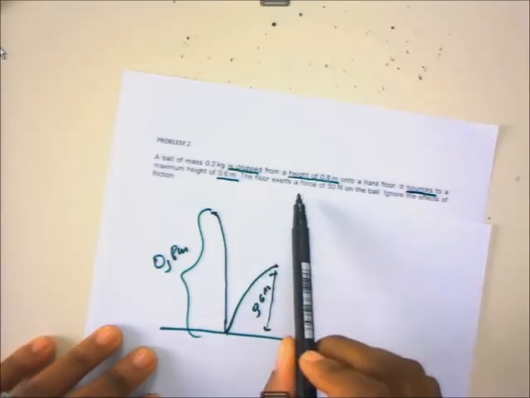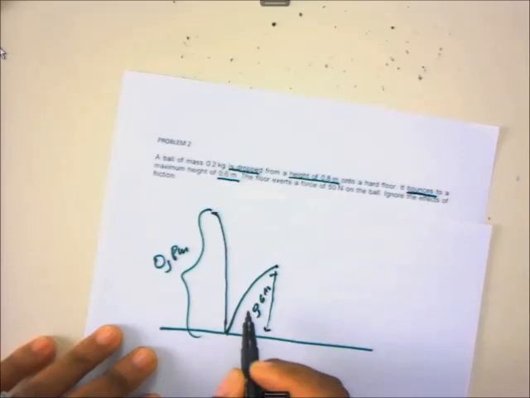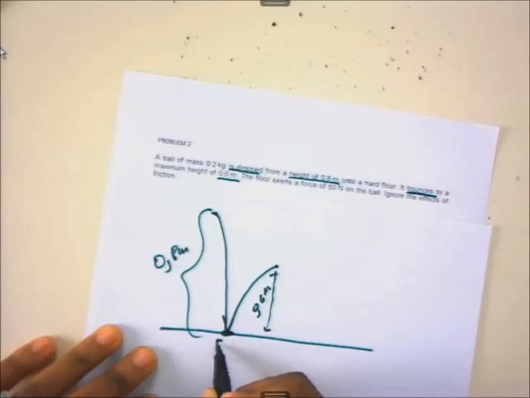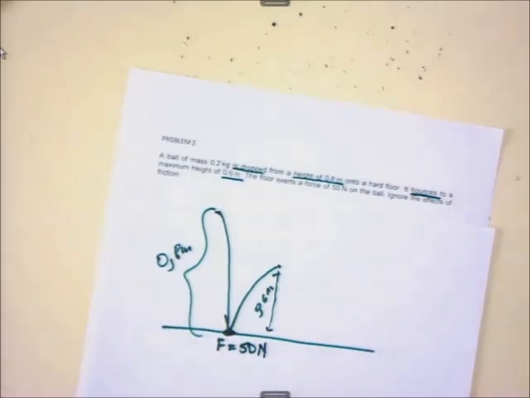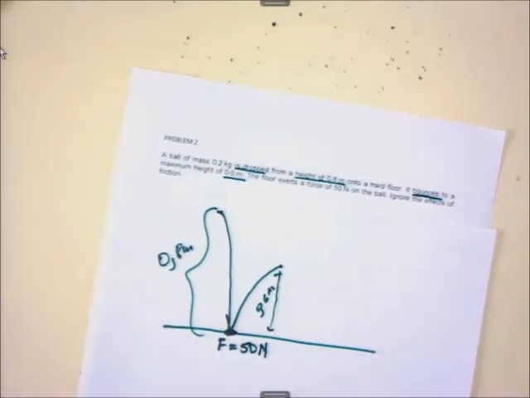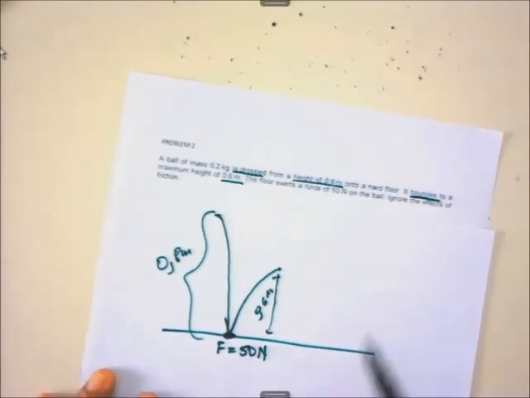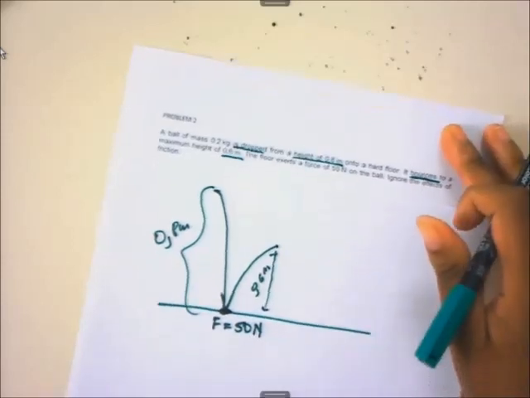The floor exerts a force of 50 newtons. The floor at this point exerts the force of 50 newtons. Remember, when the ball is being dropped and then reaches the ground, there will be a force exerted on the ball to make it bounce again. And then ignore the effect of friction.